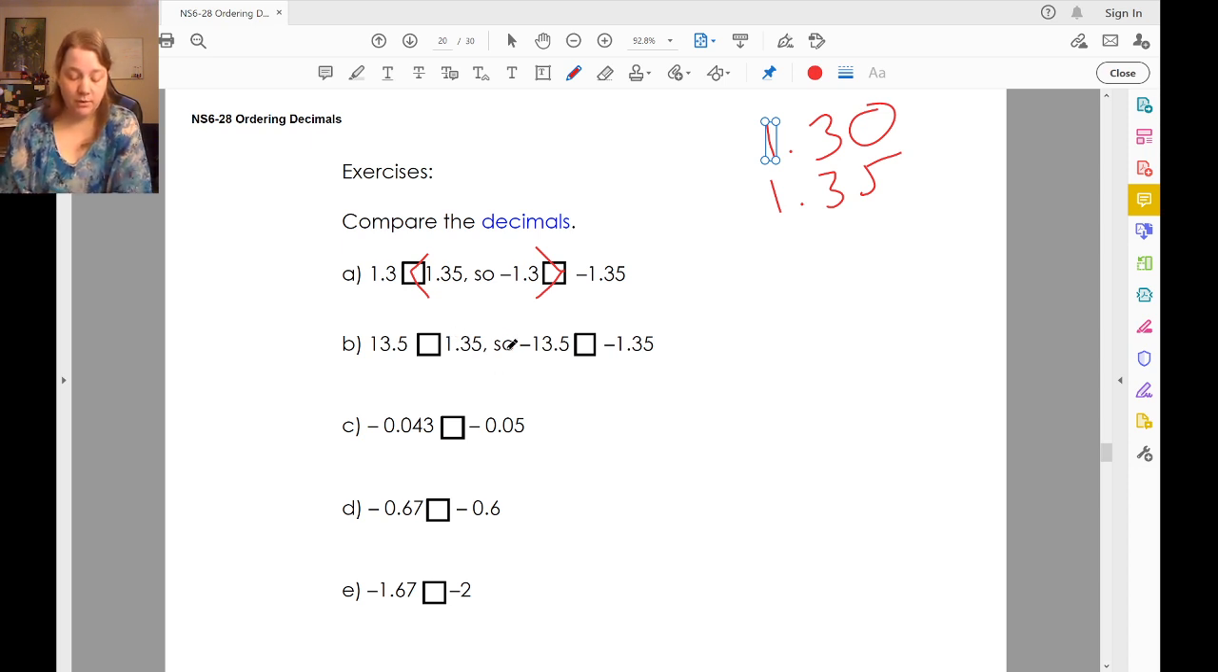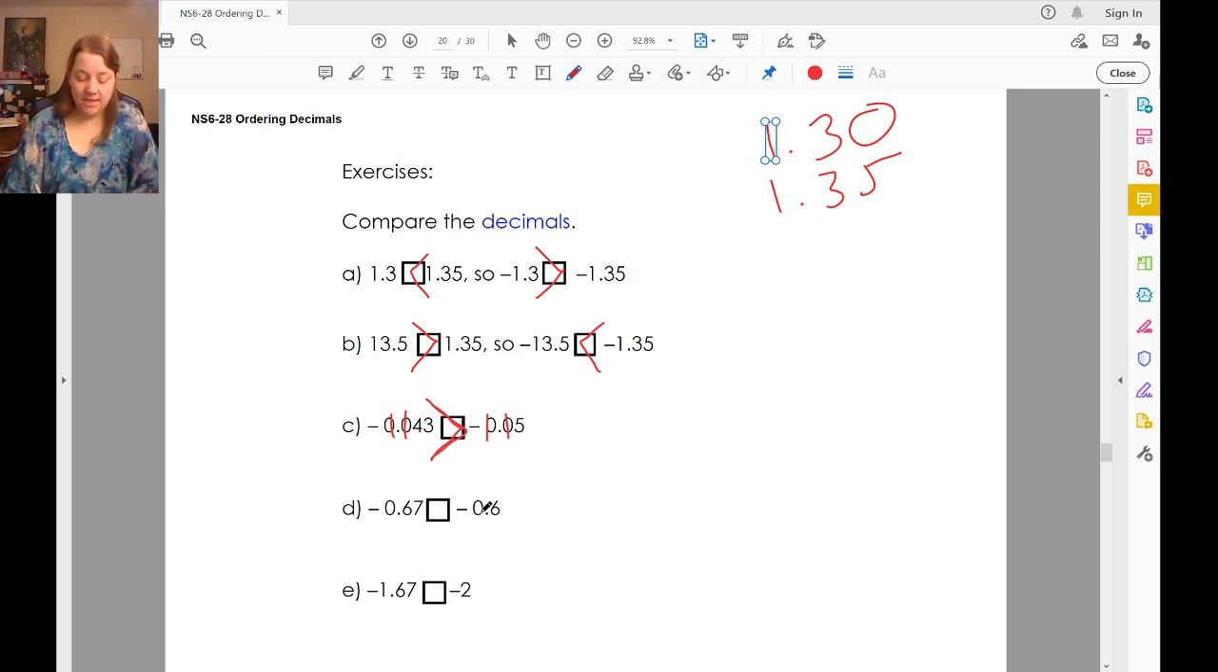13.5 to 1.35, well, that one's simple. I'd rather lose $1.35 than losing $13.50. Which one's bigger here? The ones is the same, the tenths is the same, 5 is bigger, but these are both negative numbers. So I want to eat the smaller loss.